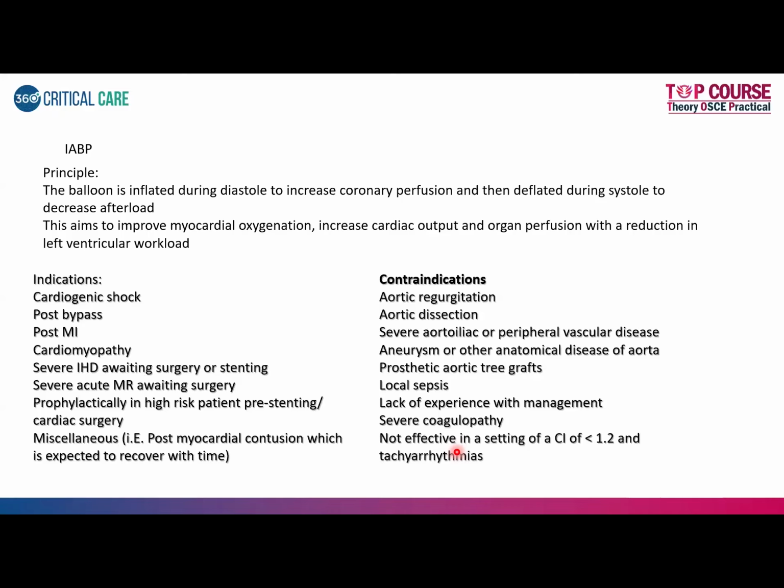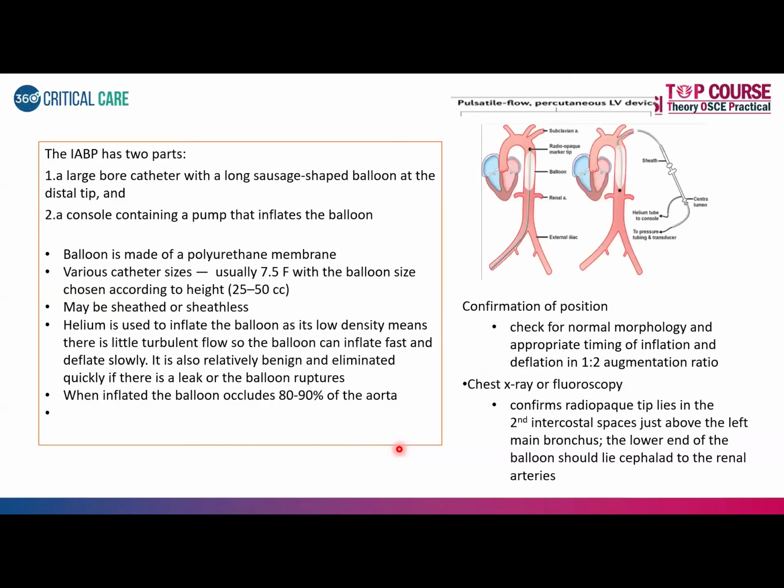slide. However, more than indications, what we need to know is the contraindications where it is not used: aortic regurgitation, aortic dissection, severe aortoiliac or peripheral vascular disease, aneurysm or other anatomical disease of the aorta, prosthetic aortic tube grafts, local sepsis, lack of experience with management, severe coagulopathy, and it is not effective in the setting of cardiac index of less than 1.2, and tachyarrhythmias. IABP has two parts.